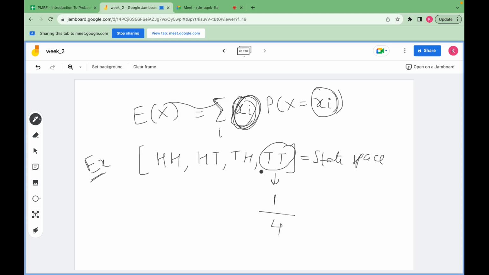Now what is the probability? If you want to get 2 tails, the probability will be 1 by 4. If you want to get 1 head and 1 tail, then the probability will be 2 by 4, because there are 2 elements whose output is 1 head and 1 tail. Here also it is one head and 1 tail. So this will be 2 by 4, and the probability that you will get 2 heads will be 1 by 4.